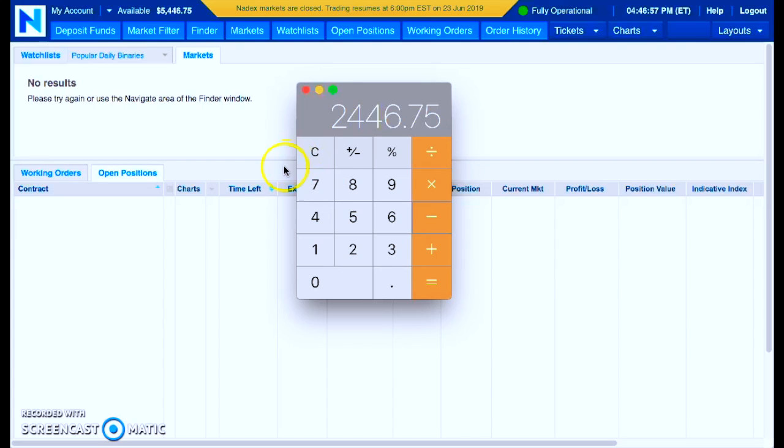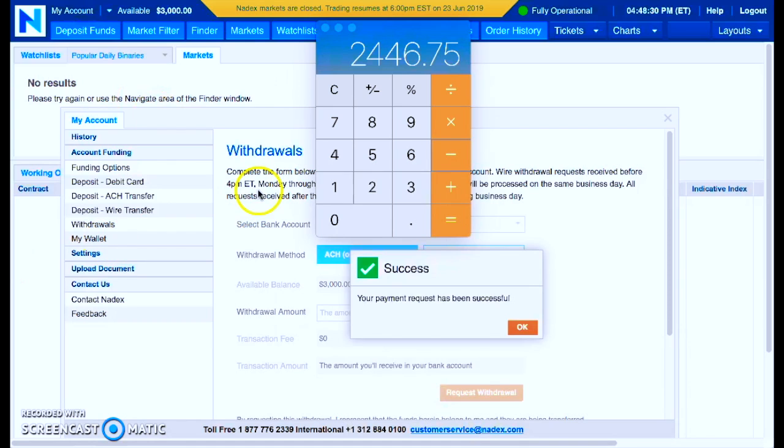All right, so for this week, my earnings are 24.46.75. So I'm going to go ahead and withdraw that now. All right, just sit tight. Okay, so that is done. So you can see now that the new balance is back to 3,000. So the withdrawal is complete.